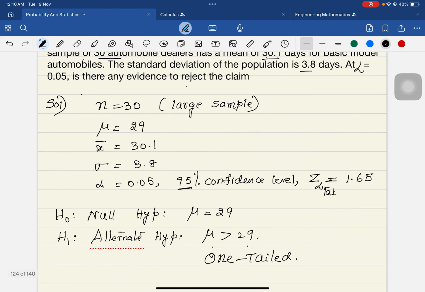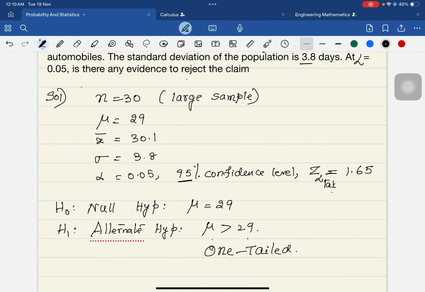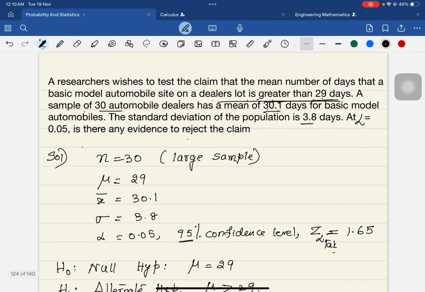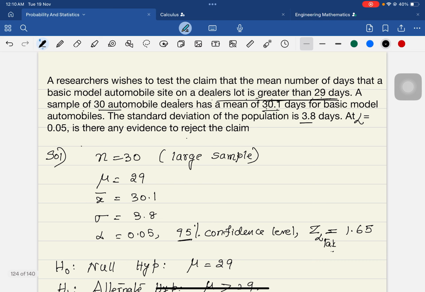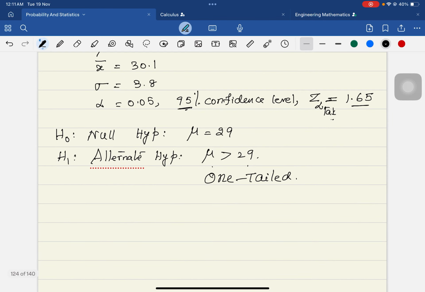So when you see greater than, first of all, to write down the Z alpha tabulated value, you have to see whether it is two-tailed or one-tailed. If it is two-tailed, then it is 1.96. If it is one-tailed at 95% confidence, it is 1.65. So it is very clear now.